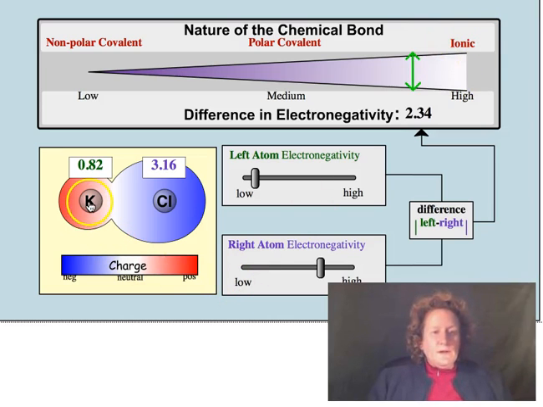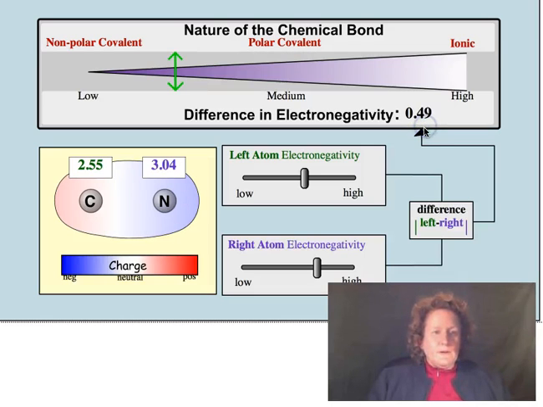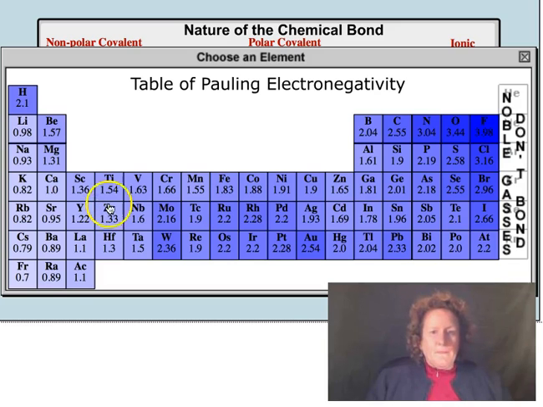Let's go back to the periodic table and pick something a little bit closer, like carbon and nitrogen. They've got a little bit of a charge difference. They're right on the borderline between nonpolar covalent and polar covalent. They're right next to each other on the periodic table.